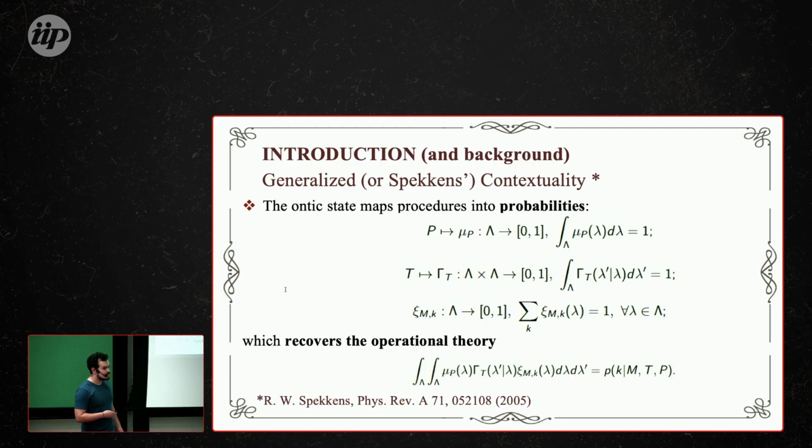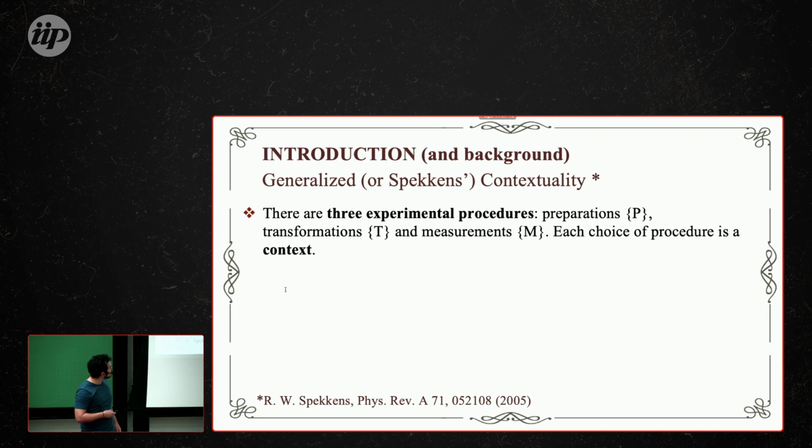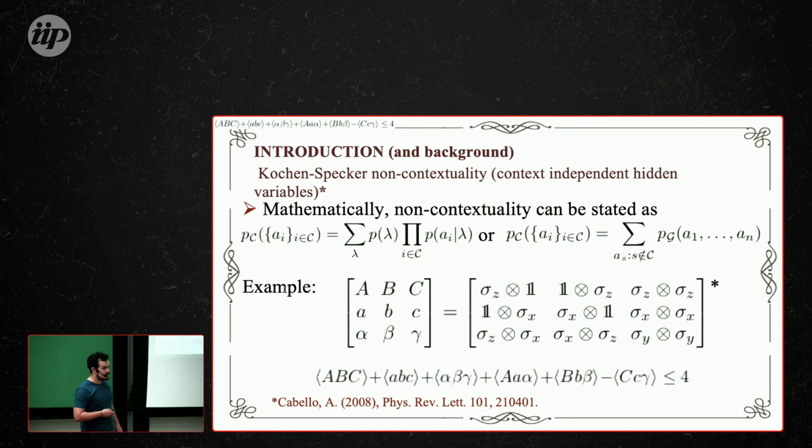So, like in the previous slide, you explained non-contextuality. I didn't understand what's the difference with Bell inequalities. It seems like non-contextuality is a requirement of having a hidden variable model.